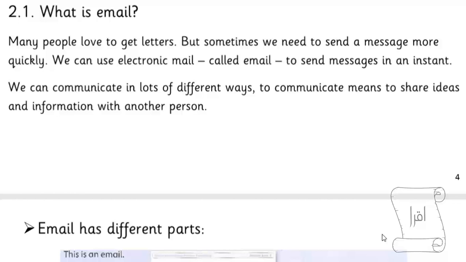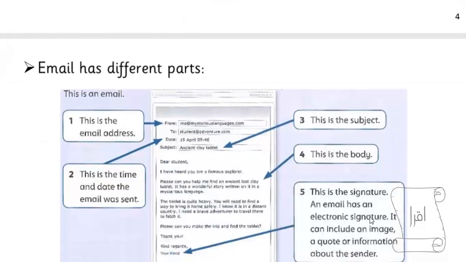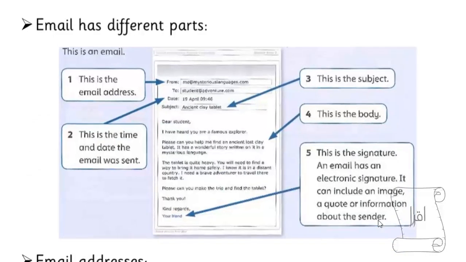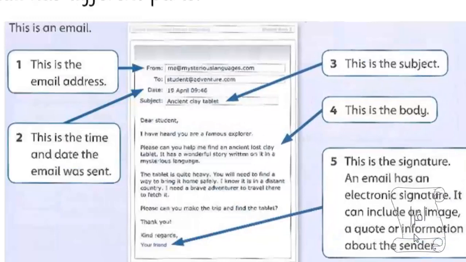We can communicate in lots of different ways. To communicate means to share ideas and information with another person. In page number 5, we're going to learn that email has different parts. When you want to send an email, this is a window that you will get.